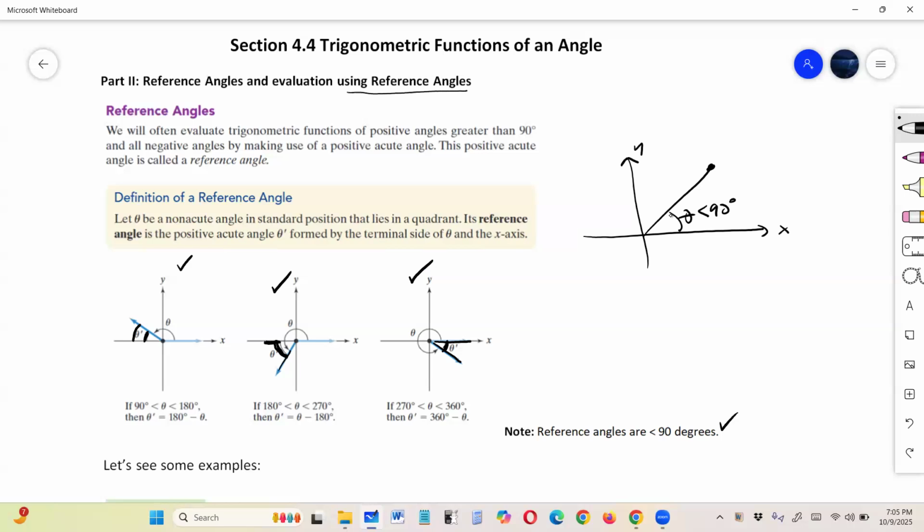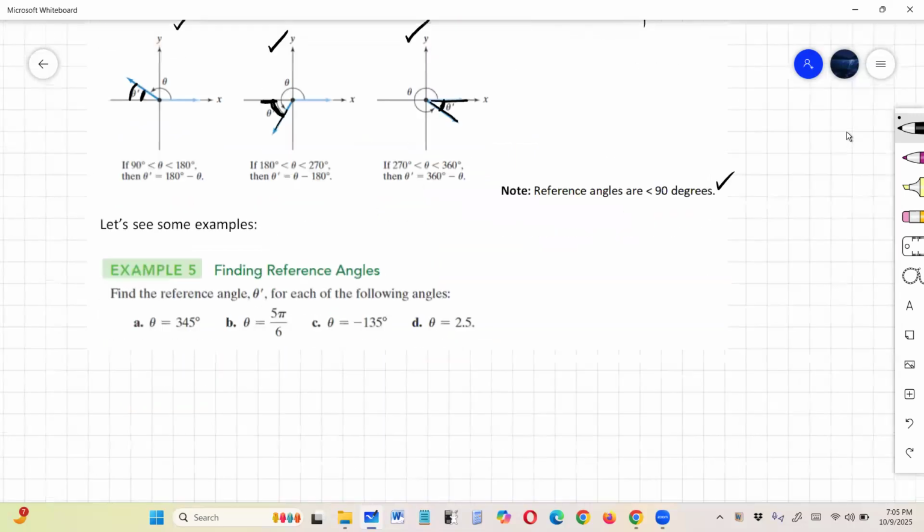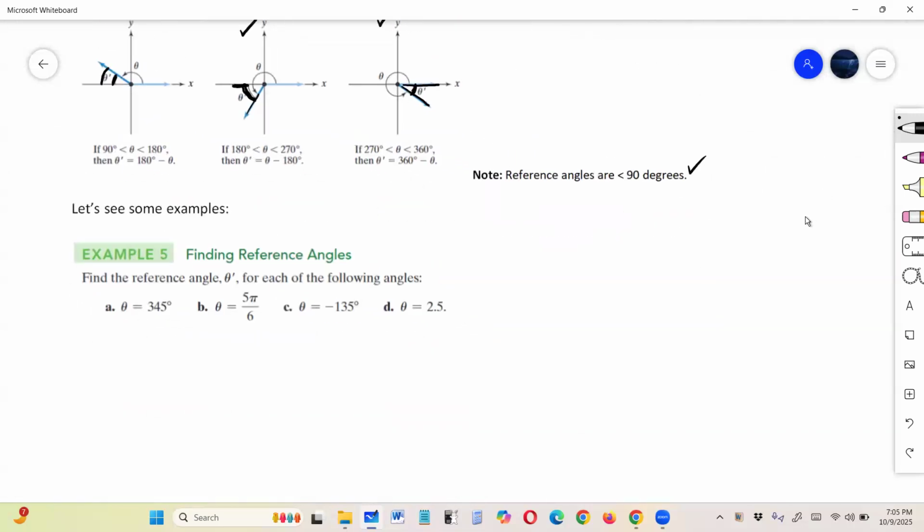Now, using the reference angle, we can evaluate a lot more functions of other angles in addition to the ones that we're supposed to know. But before we do that, we're going to do a couple of examples about finding the reference angle of something in degrees and then something in radians.